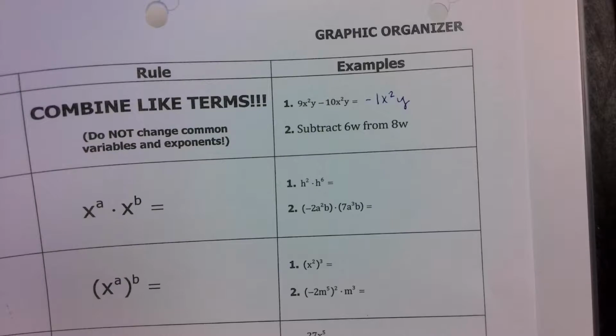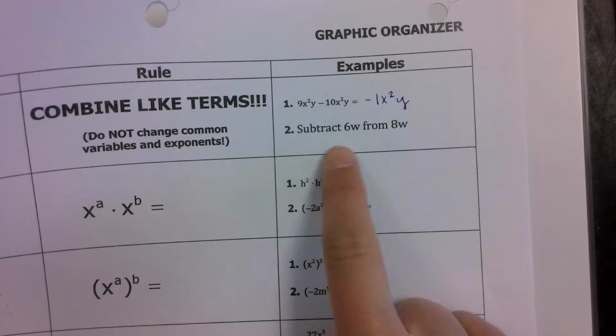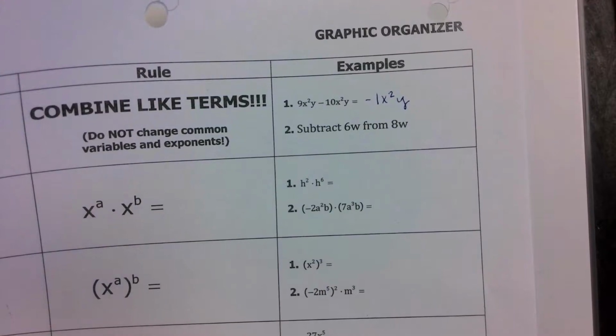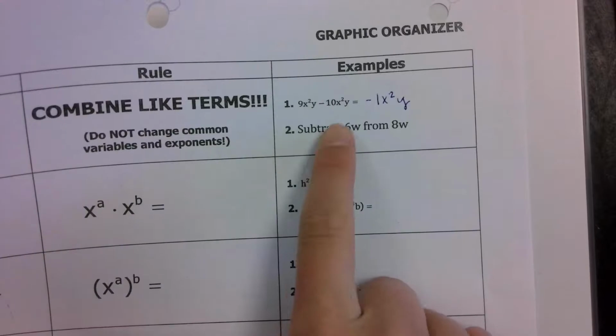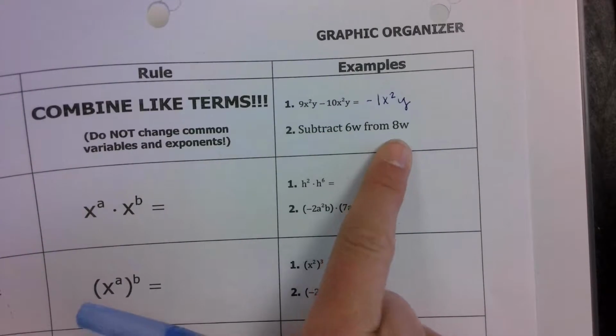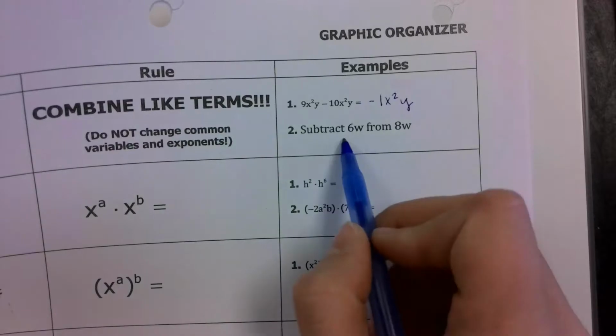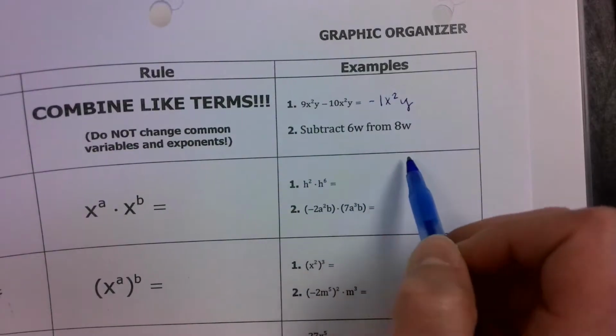So looking at the next part there, it says subtract 6w from 8w. So we've got to write that out first before we can do anything. So if it says subtract 6w from 8w, how do you write that? Do we do 6w minus 8w? Or 8w minus 6w?